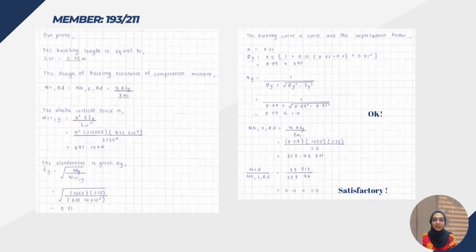Next, for the out of plane, the buckling length is equal to 3.75 meter. The elastic critical force is equal to 697.14 kN. The slenderness is equal to 0.81. For the buckling curve, we use the alpha value of 0.21. So from the calculation, we get the value of NED over NBZRD is equal to 0.11, which is lesser than 1.0, so it is accepted.